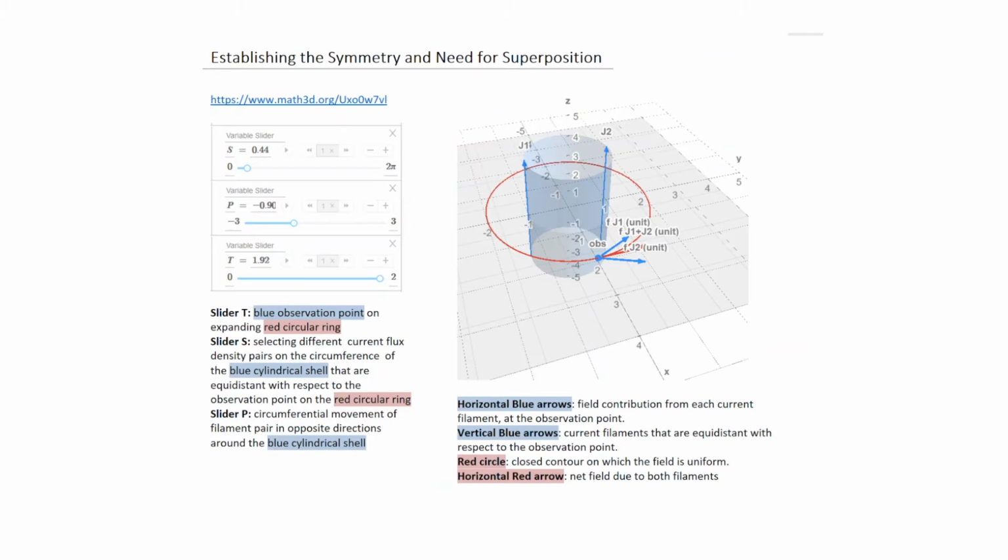Okay, so let's look at basically establishing the symmetry and whether or not superposition is required or not. So there's an interactive module that you can make use of here. Let me just explain what these different sliders represent.